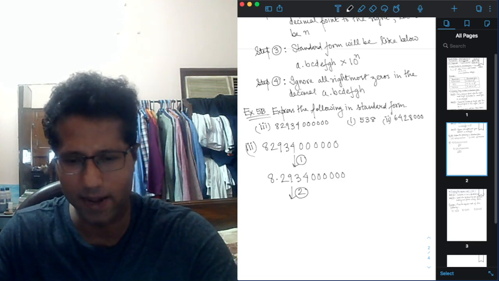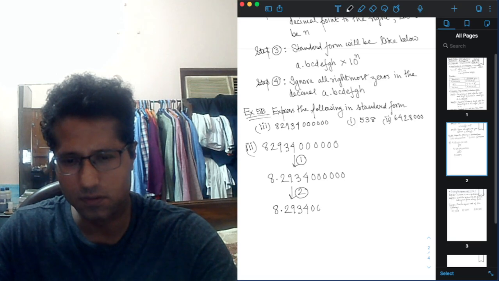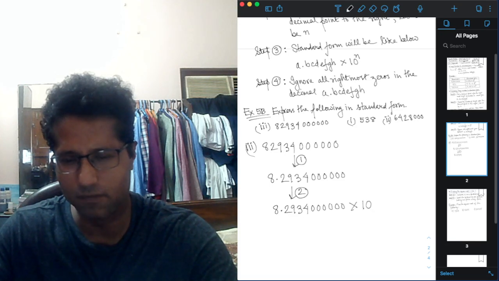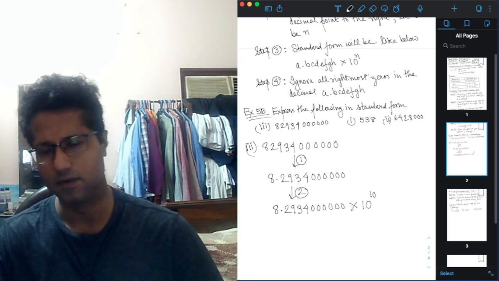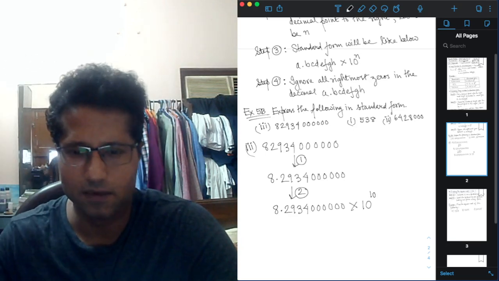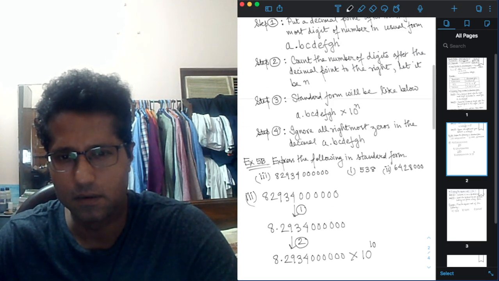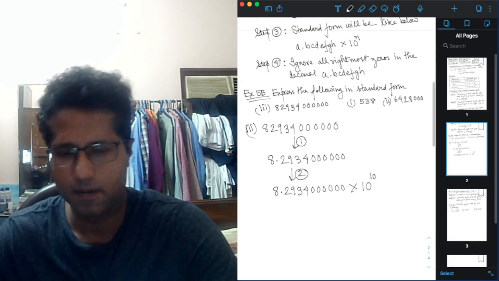So now we will have to multiply by 10 to the power 10. So after step 2, we have 8.2934 0 0 0 0 0 0 into 10 to the power 10, because 10 is the number of digits after the decimal point in the decimal number we got after step 1. Now, we have merged actually step 2 and 3.